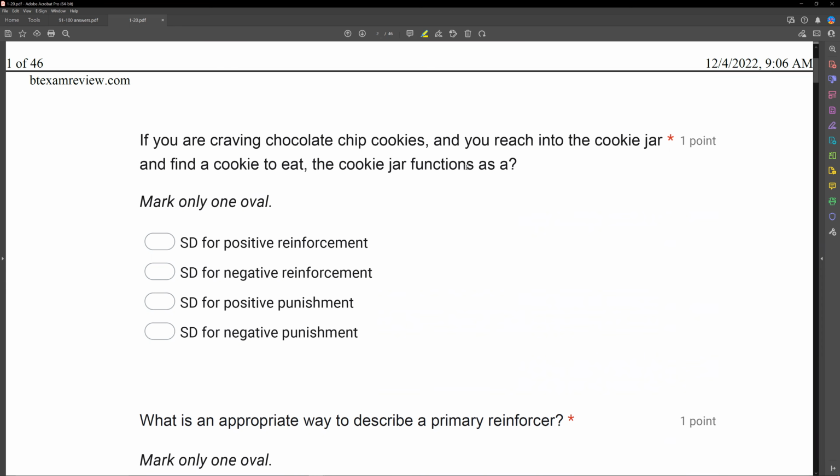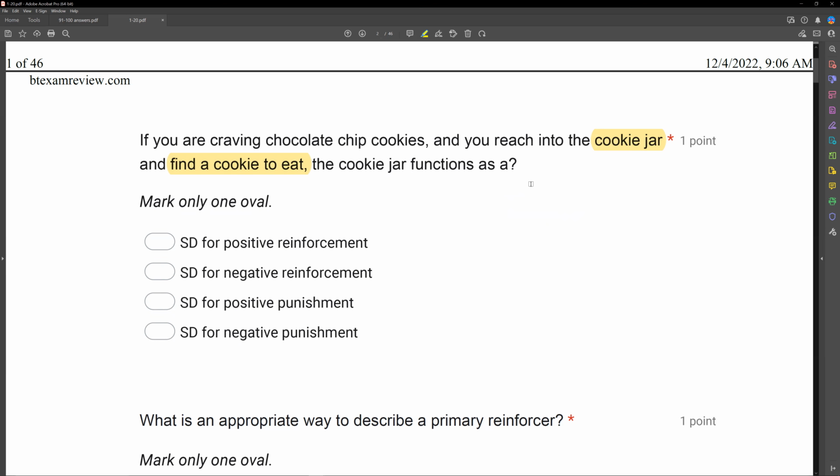We are talking about here the chocolate chip cookies in relation to the cookie jar. You are craving the chocolate chip cookies, so you're looking to find cookies, right? The motivation for chocolate chip cookies is high. But until you find chocolate chip cookies or something that tells you chocolate chip cookies are available, we haven't found an SD yet. When you see the cookie jar and you reach inside, you find a cookie to eat. So now, when you see the cookie jar, what is that cookie jar signaling to you? A, it's an SD for positive reinforcement. Is the cookie jar now signaling positive reinforcement is available?